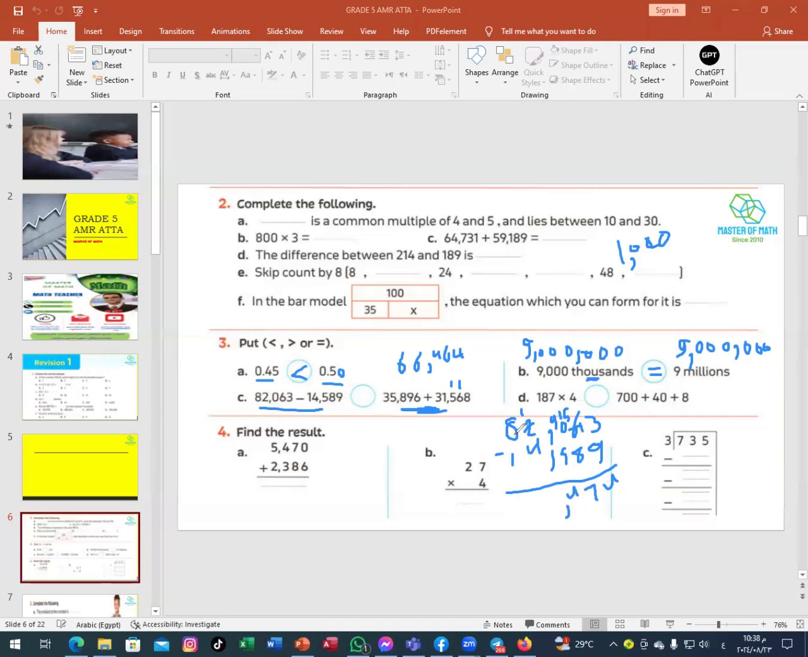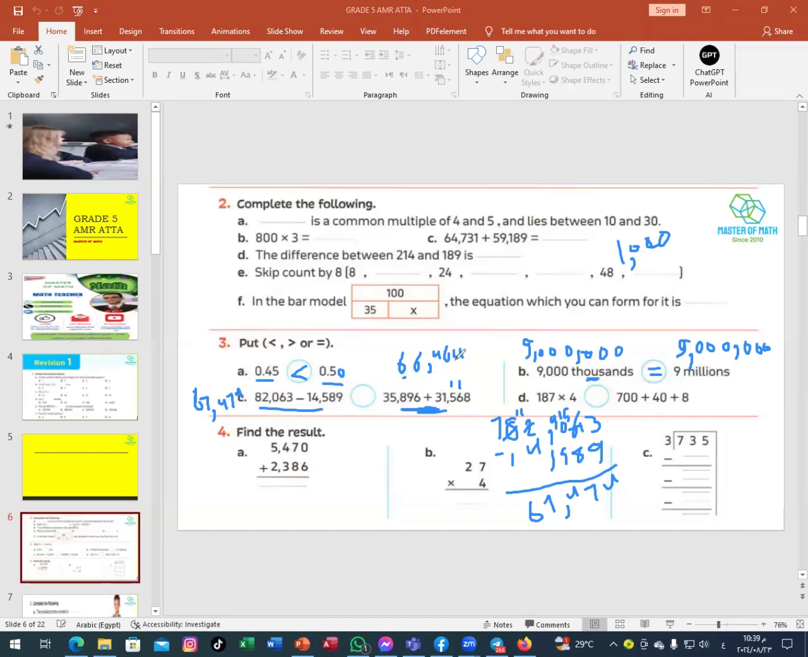1 minus 4, it's impossible. I take from 8 to become 7, and 1 becomes 11. 11 minus 4 equal 7. Okay. 7 minus 1 equal 6. So its result is 67,474.